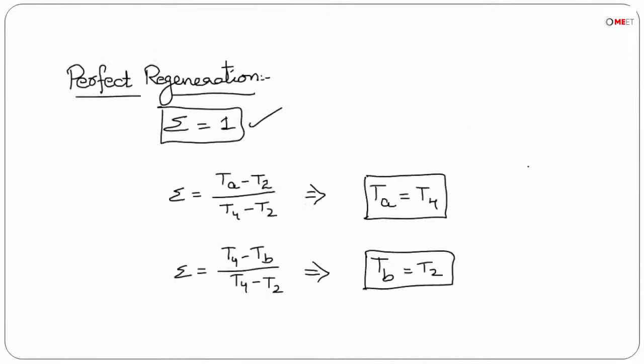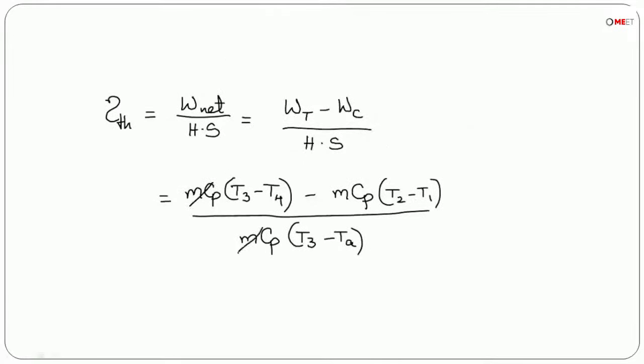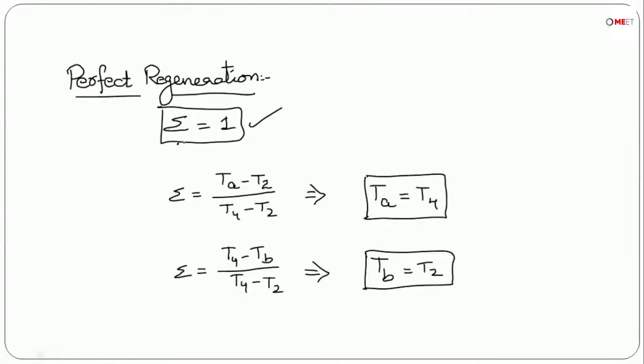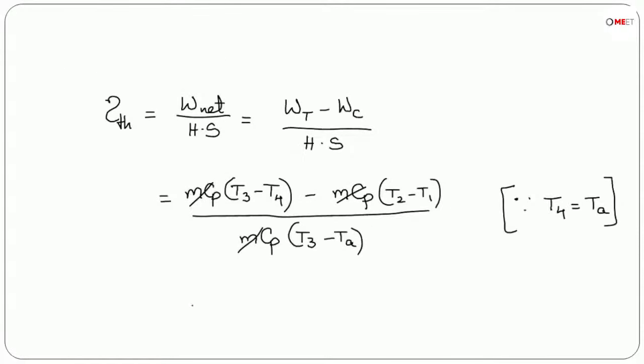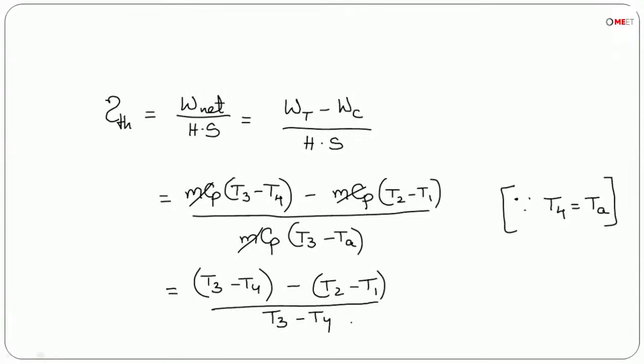Now if you observe carefully, m Cp gets cancelled everywhere, and for perfect regeneration, T4 is equal to TA. So that is what we have learned: for perfect regeneration, when effectiveness is equal to 1, TA will be equal to T4. So in that case, we can write this as (T3 minus T4) minus (T2 minus T1) by (T3 minus T4), or we can write this as 1 minus (T2 minus T1) by (T3 minus T4).